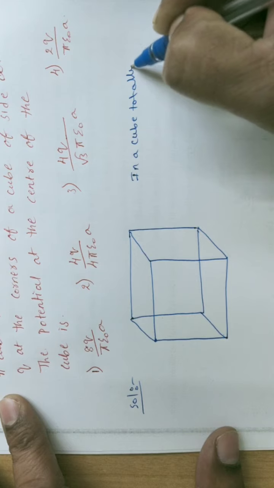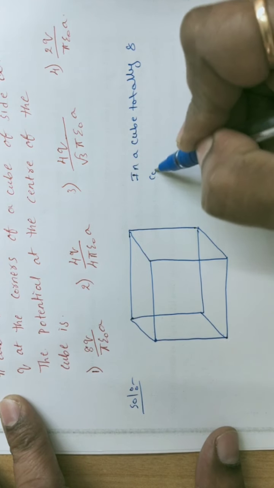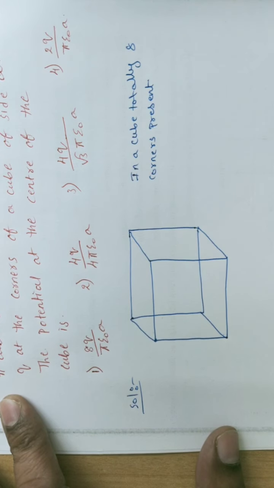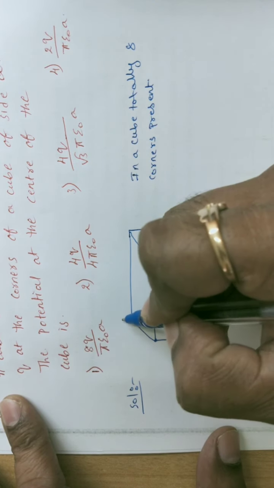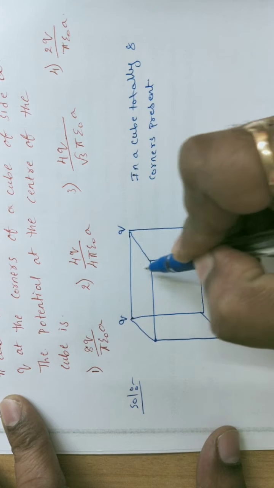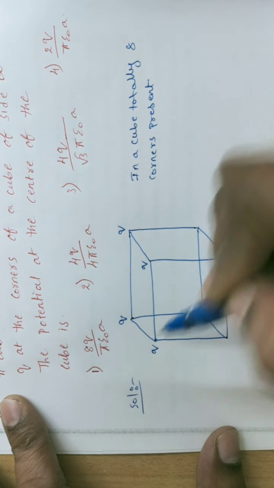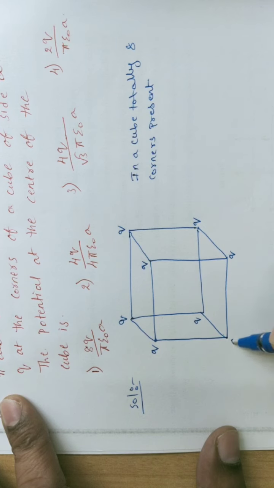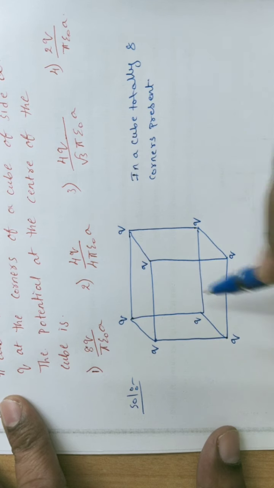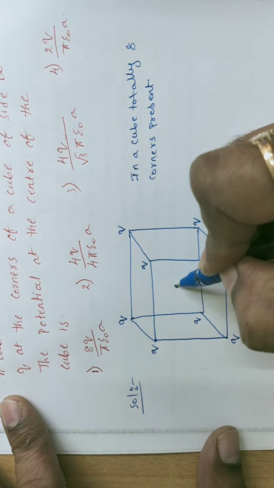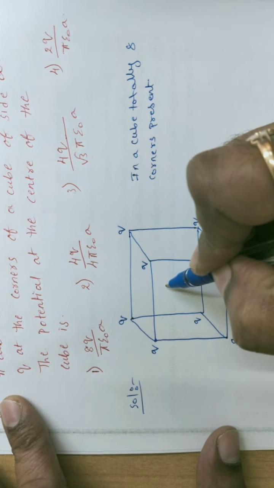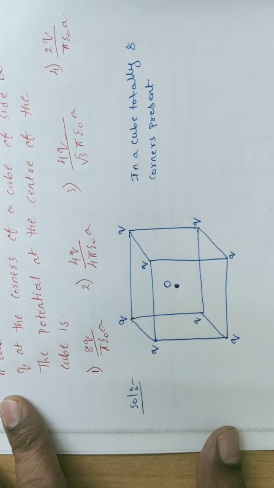So in the cube, totally 8 corners are present. At each corner a charge q is present: here q, here q, here q, here q, and here also q, here q, and here q. So in the question, for example, this is the center of the cube. Let me take this point as O.